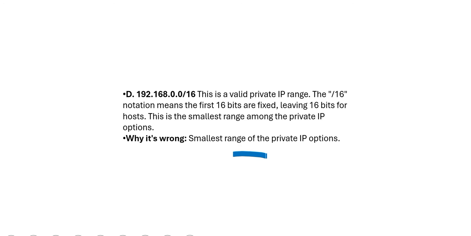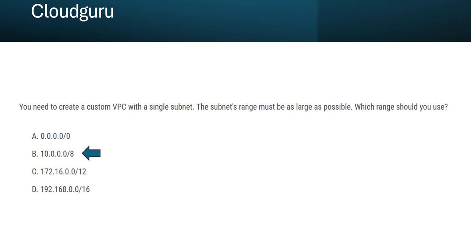Now this is the smallest out of all the 4 options. Why? Because they are telling you to use /16. That means the first 16 bits are fixed, and the next 16 bits are left for the host. So the host gets less. So this is wrong. So option B is our answer. 10.0.0.0/8. The /8 means it will use 8 and leave the remaining 24 for you.